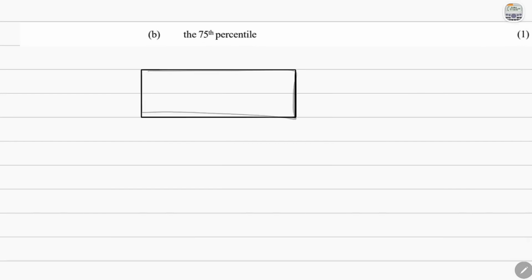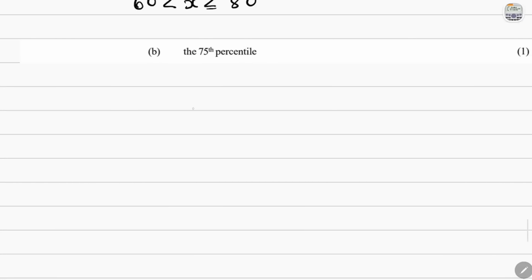This is also known as Q3, because if you divide your data into 4 equal parts, then this part is 25%, right? So the 25th percentile will be found here. And then half of it, we know that's 50%. And then plus 25, that is 75%. And that's Q3. So that's what we're looking for, Q3.